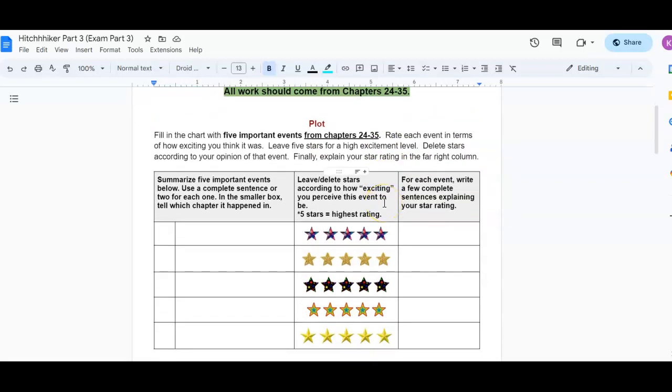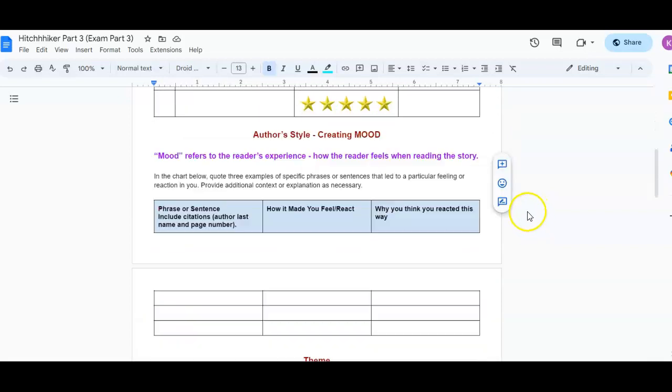Fill in the chart with 5 important events from chapters 24 to 35. You're going to rate each event in terms of how exciting you think it was. Leave 5 stars for a high excitement level, and delete the stars accordingly to your opinion of that event. Finally, explain your star rating in the far right column.